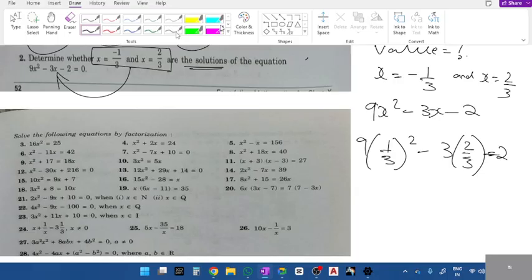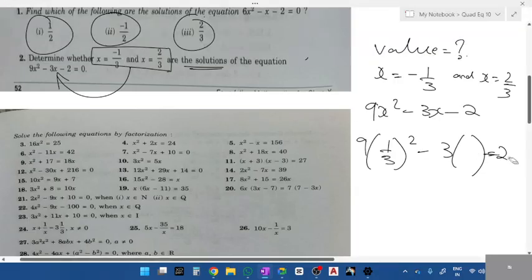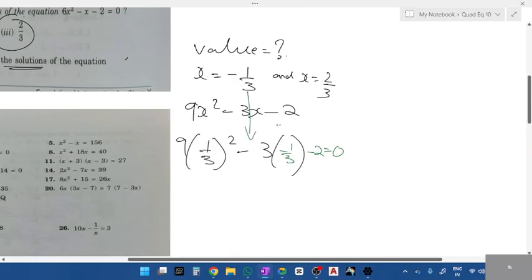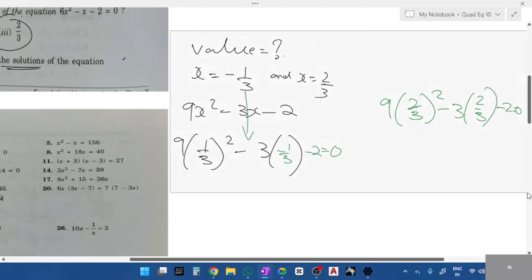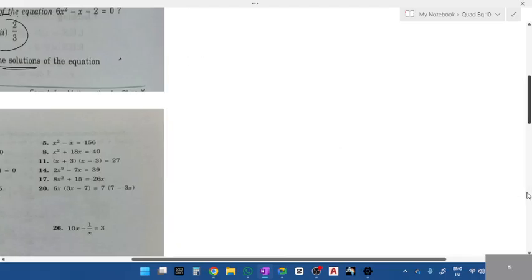We have two equations. How many questions do you have to try? Two questions, two equations. So take 9 into 1 by 3 the whole square minus 3 into 1 by 3 minus 2 is equal to 0. This is for the first one. And for the second one, copy the question again: 9 into 2 by 3 the whole square minus 3 into 2 by 3 minus 2. So you have to get both as 0, students. If you get both 0, then they are the solutions.